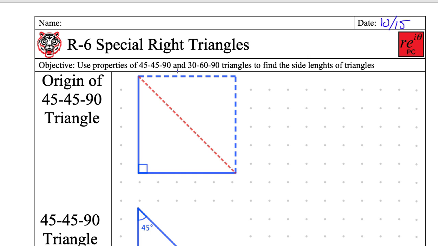This is purely a review of geometry. Our objective today, who can read that for us? Use properties of 45-45-90 and 30-60-90 triangles to find the side lengths of triangles.